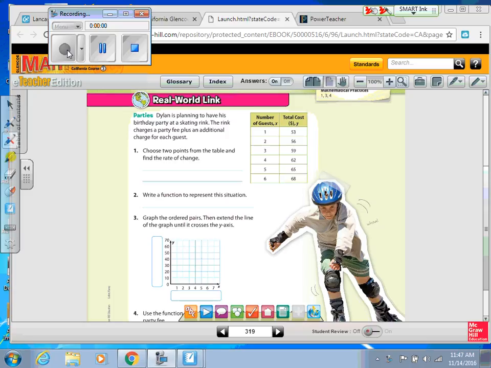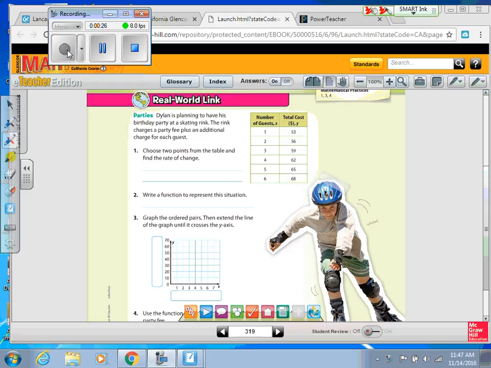This lesson is to be able to look at the words, the tables, and the graphs to be able to analyze what's going on with the situation that we're addressing. So, in this particular one, Dylan is planning to have his birthday party at a skating rink. The rink charges a party fee plus an additional charge per guest.